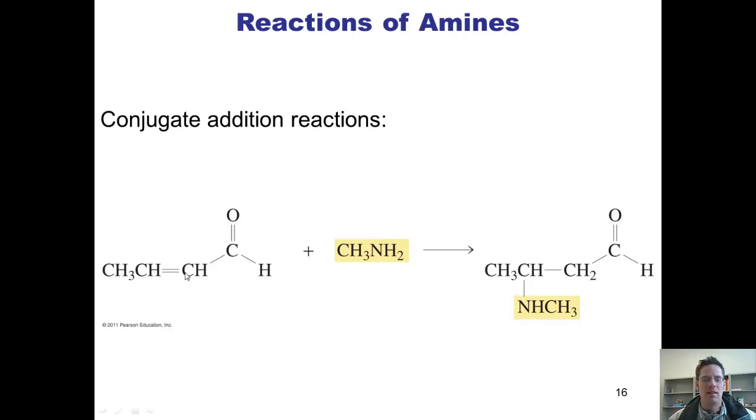Thus, if I have some kind of carbonyl compound that has an alkene adjacent to it, this type of compound is called an alpha-beta unsaturated aldehyde or ketone. And I introduce an amine as a nucleophile. The amine can come in at the beta carbon, thrust these electrons up, and then protonate this alpha carbon to give you this beta-added aminoaldehyde.